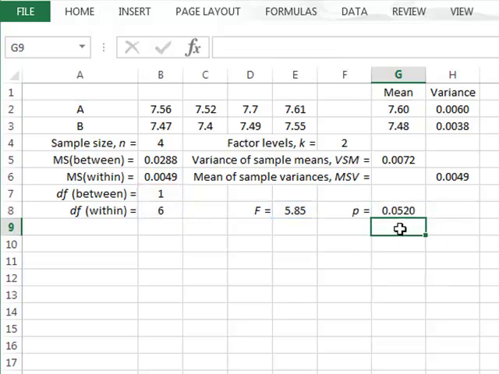This gives a value of 0.0520, which is just greater than the critical value of 0.05, so we do not reject the null hypothesis. There is not enough evidence to say that there is a significant difference between the two mean values, and we note that we have recorded exactly the same p-value as we did when we used the two-tailed t-value.